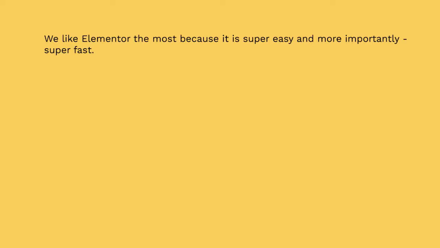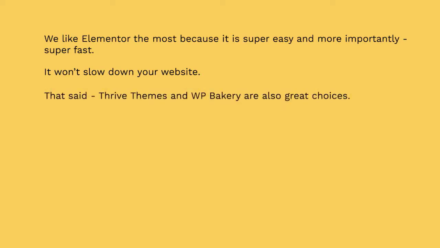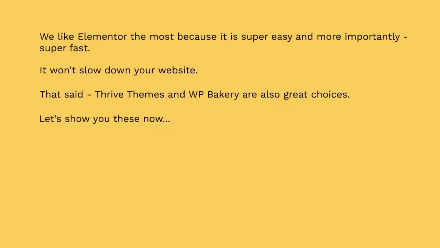One thing to note is that as you begin to add more plugins to your WordPress site, it will actually slow things down. So what we've done is when we've tested things, we found that Elementor has a lot of features, but it doesn't have a lot of coding. So it runs really, really fast and it won't slow your website down. So with that said, like I said, Thrive Themes and WP Bakery are really, really good choices. So let's go ahead and hop on over to those websites and show you these in action.